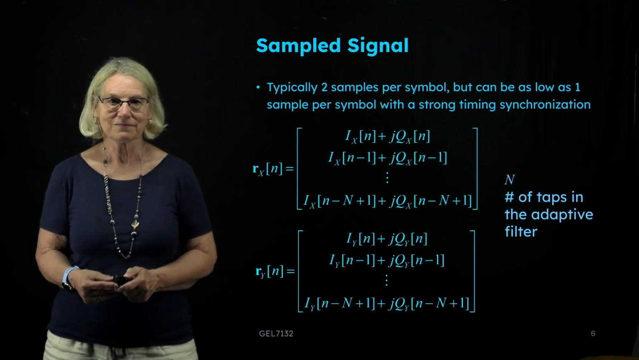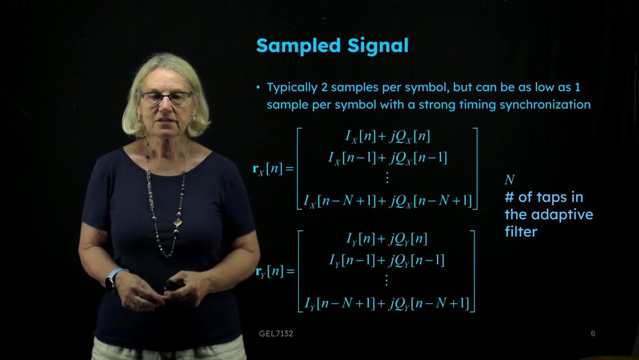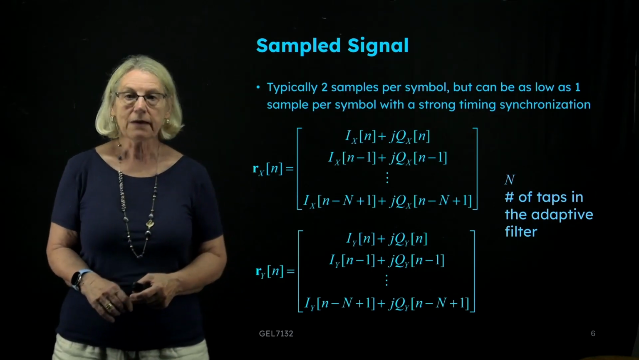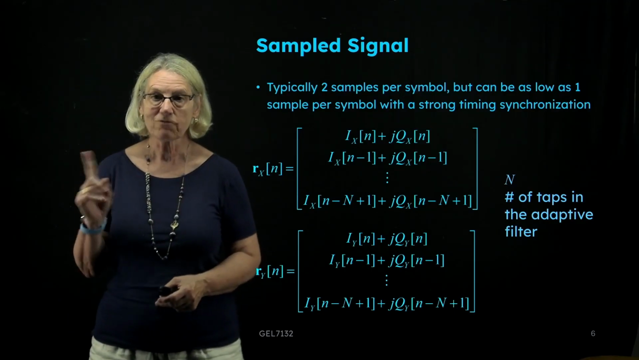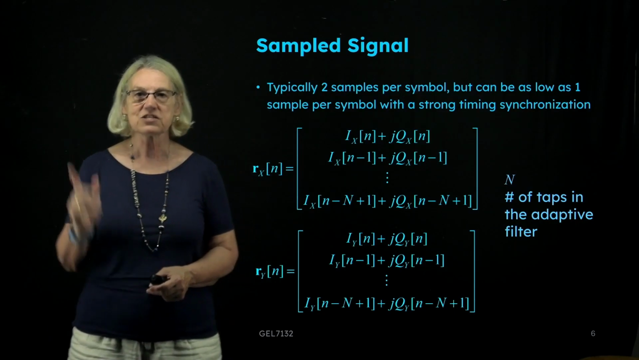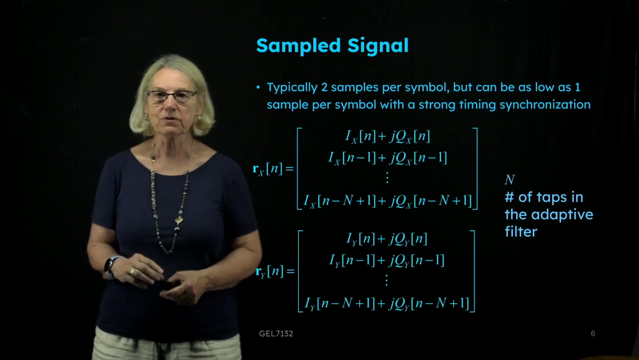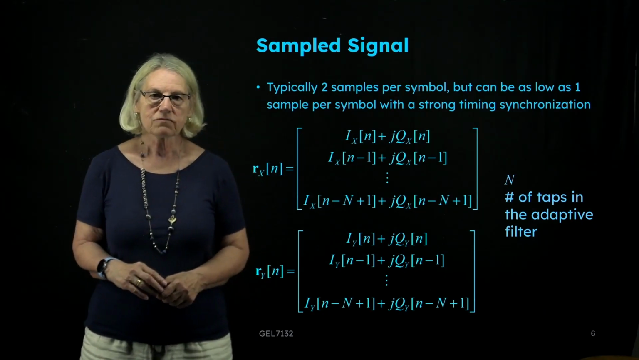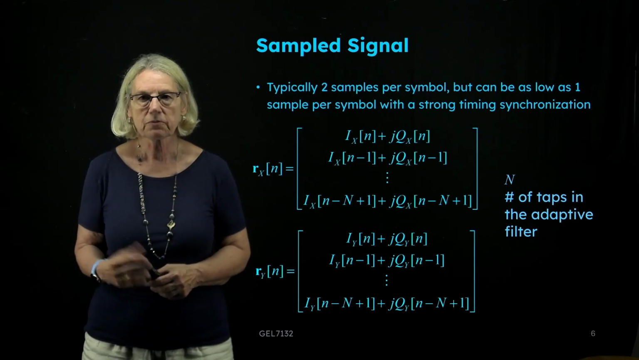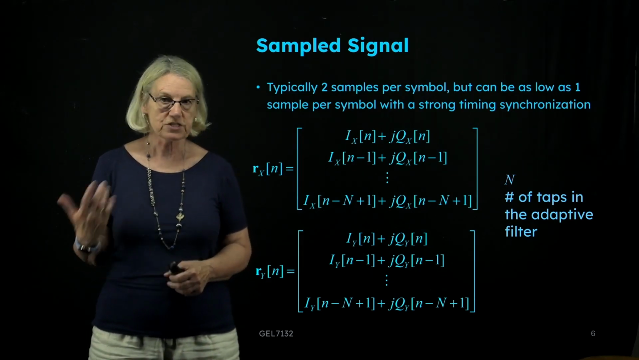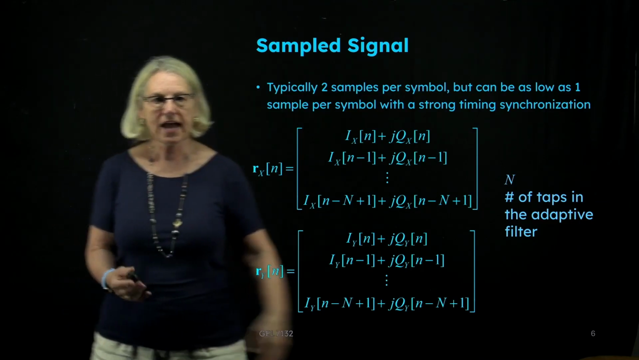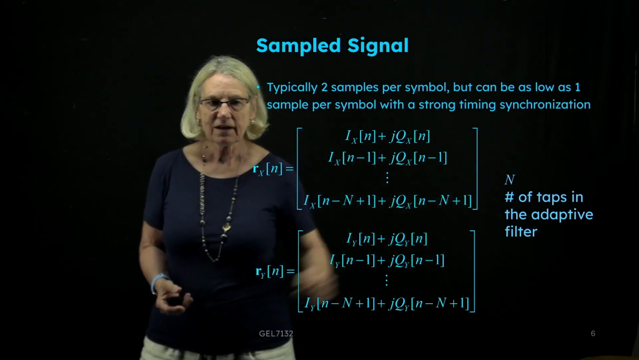So in a sampled signal, we typically have 2 samples per symbol. It can be as low as 1 sample per symbol, but if I have only 1 sample per symbol, I better have some excellent timing synchronization so that I'm actually sampling that one sample at the correct time. Of course, other options are available for the number of samples per symbol, but those are the 2 most common choices, 2 or 1.